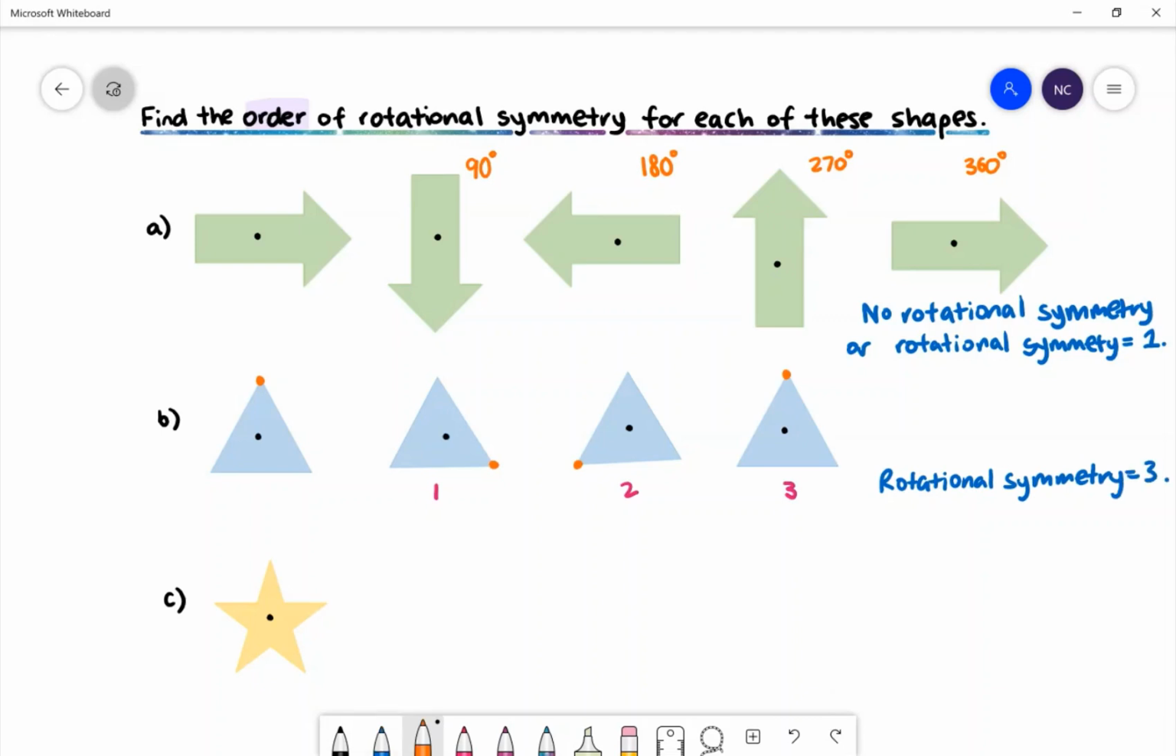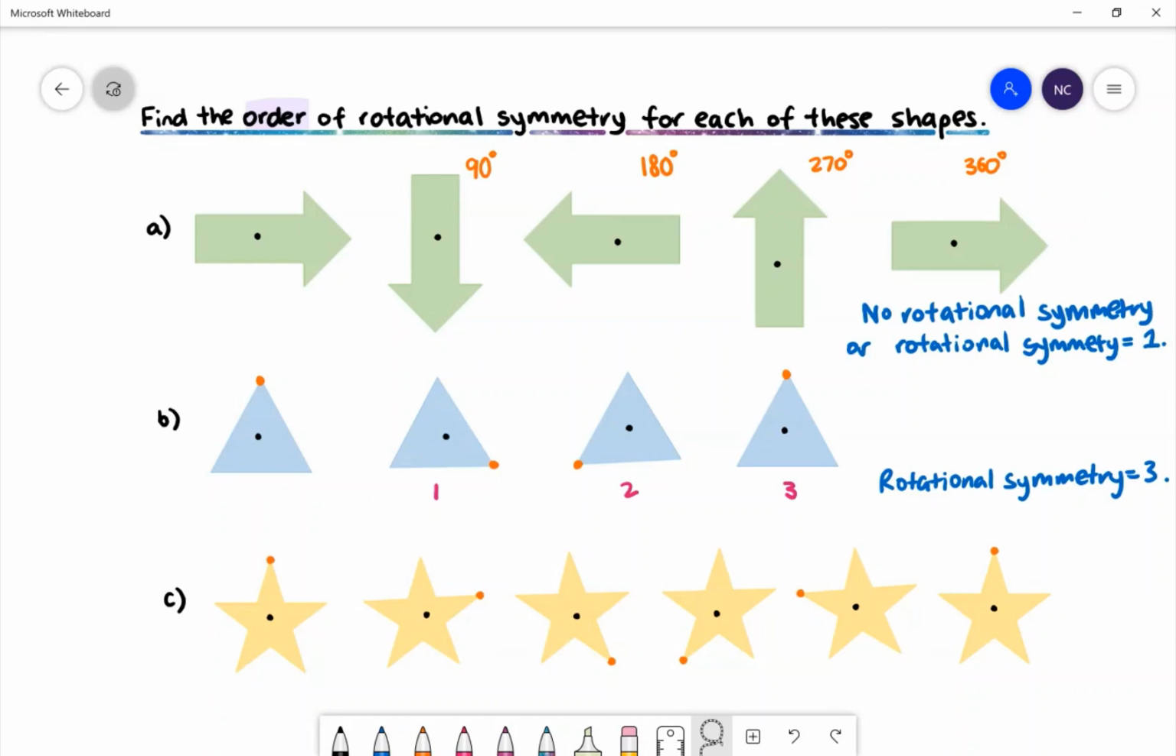Let's take a look at part C where we have a star. Again, we're going to make this star distinguishable by coloring one of the corners. Let's rotate the star. Here is the first position where the star looks like the original. Here is the second position, the third position, fourth position. Here is the fifth and last position.